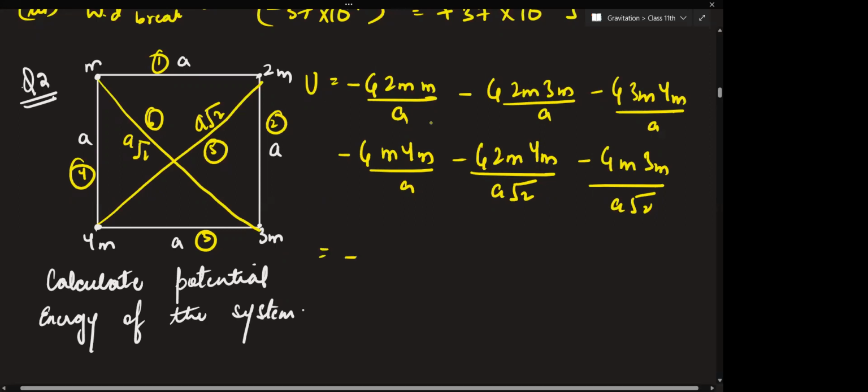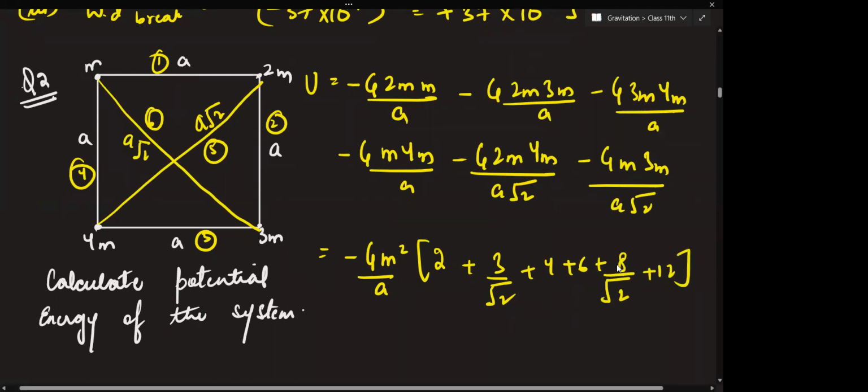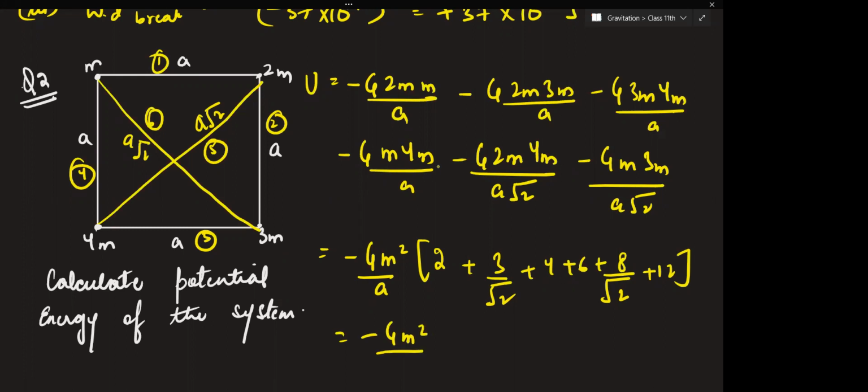So see, let's do one thing. Let's take minus G M square by A common, because you can see that is common everywhere. If we take that common, and minus also we have taken common, so from here 2 will be left. Then 3 by root 2 plus 4 plus 6 by root 2 will become 8 by root 2. This will be 8 by root 2 plus 12. This will be the total value. Now see, minus G M square by A is there. If we solve, 10, 22, 24, right? So this becomes 24 plus 8 by root 2, 11 by root 2. This entire is the potential energy.